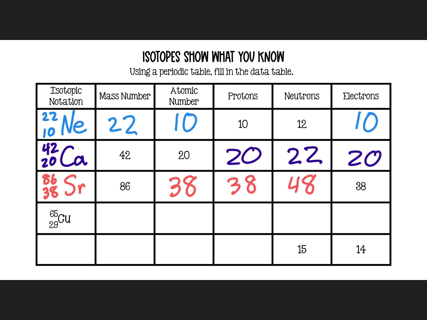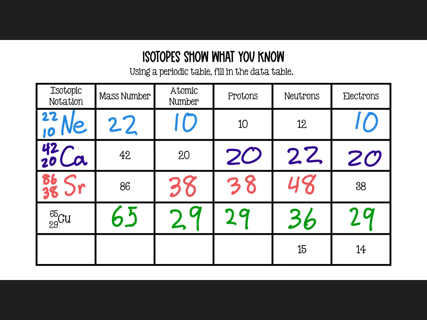Now for the next one, we actually are given isotopic notation. So the superscript 65 tells us that we have a mass number of, you guessed it, 65. And the atomic number is the subscript 29. The atomic number is also the number of protons and the number of electrons. And then to find the neutrons, we subtract the mass number minus the atomic number to get 36. And just for your information, Cu stands for copper.